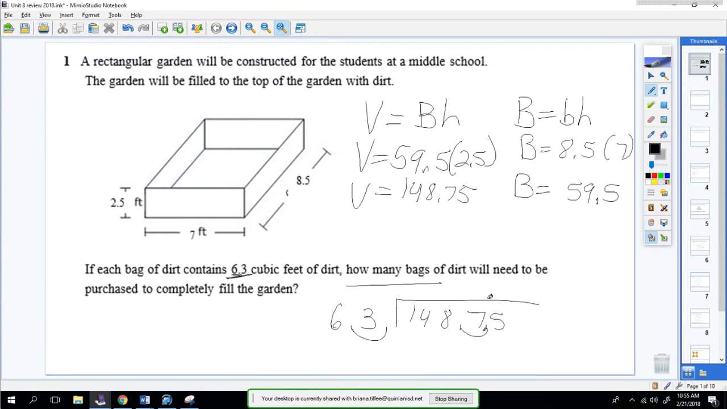So when you divide 63 into 1,487.5, you get 23.61. Well, when I go to Walmart, I can't buy 0.6 of a bag. So that means I'm going to have to buy an extra bag. So the total number of bags I'm going to buy is 24. So I need 24 bags to be able to fill this entire garden.